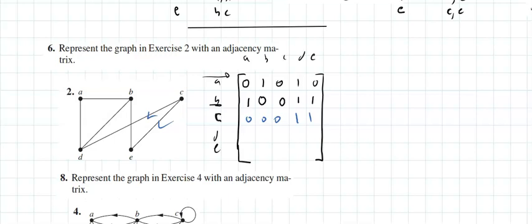D can connect to A, B, C, and it can't connect to anything else. And if I go for E, it can only connect to B or C. The rest, it can't connect to. And that's how we do those. And again, a matrix is extremely important for applications.